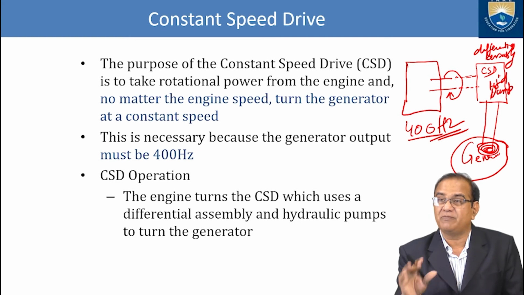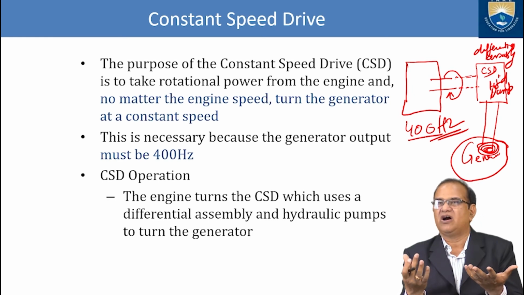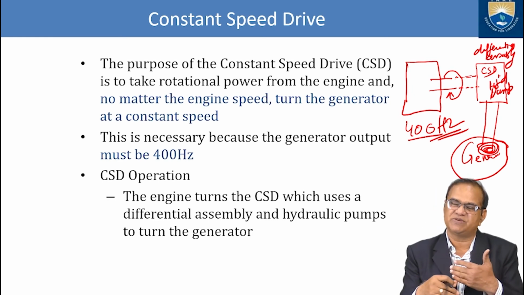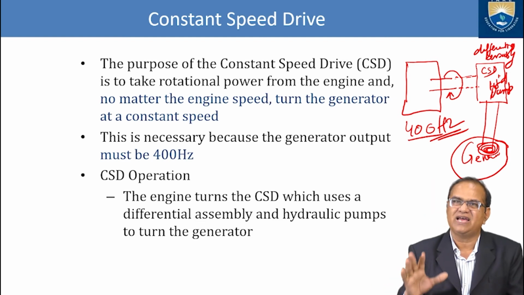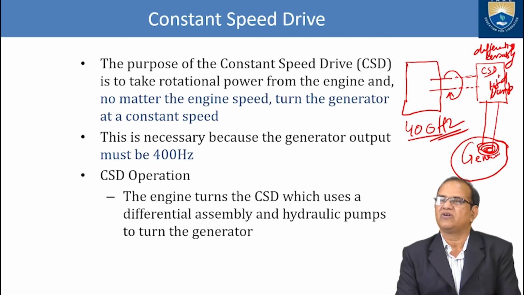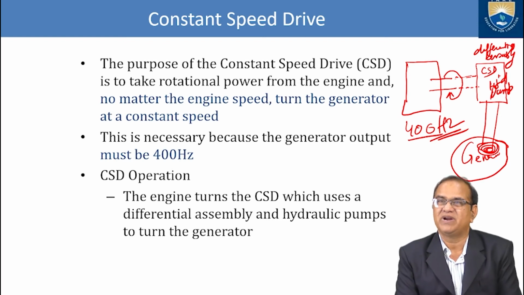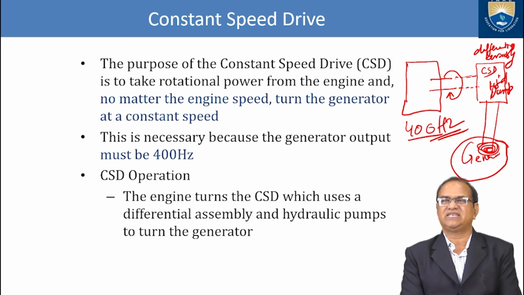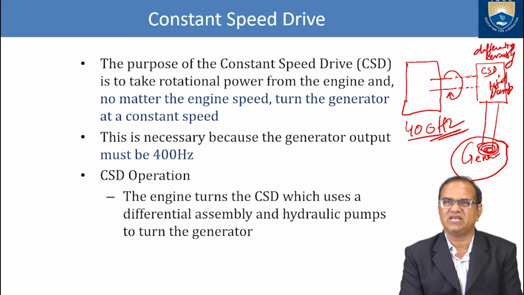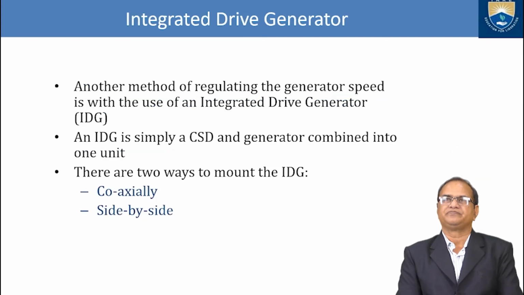This hydraulic pump will pressurize and it will absorb the additional speed or the reduction of the speed, it will maintain. So your generator will get the sufficient amount of speed so that the generator will maintain a constant speed. So the engine turns the CSD, which uses a differential assembly and hydraulic pump to turn the generator.